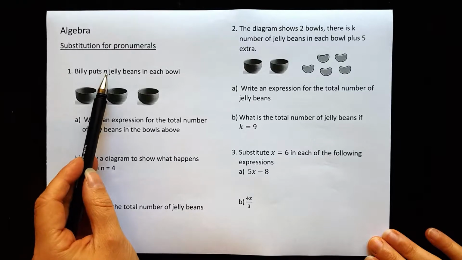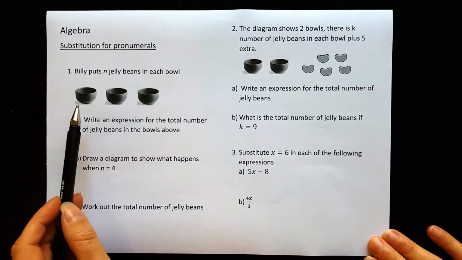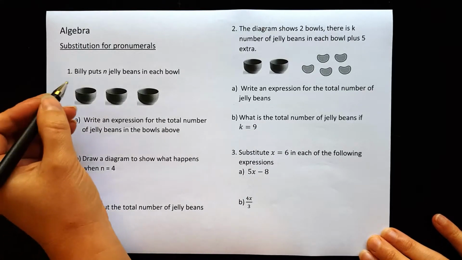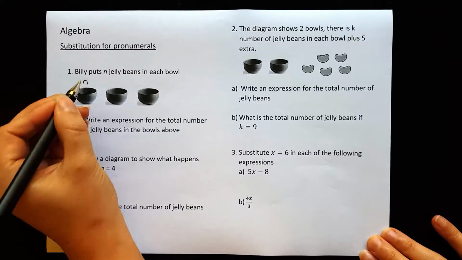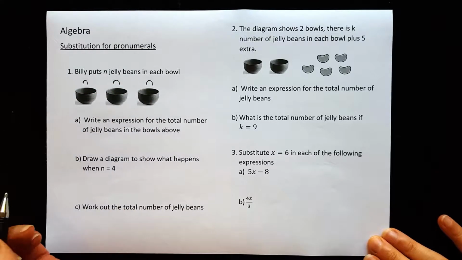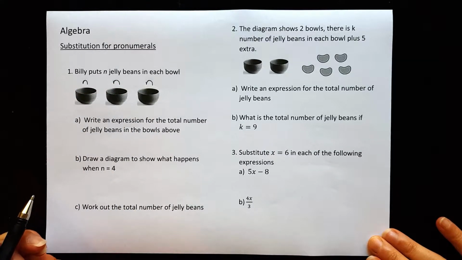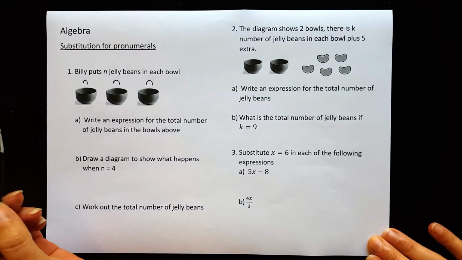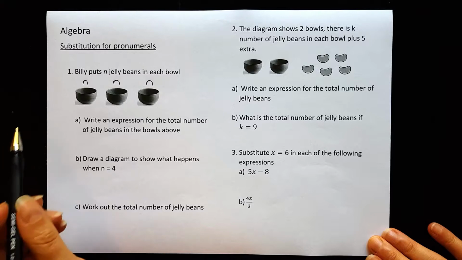Billy puts n jelly beans in each bowl. So here are 3 bowls and there would be n jelly beans in each one. We don't know how many jelly beans n represents. It could be 2 jelly beans, it could be 100 jelly beans. So we just write n because we're not sure at this stage.